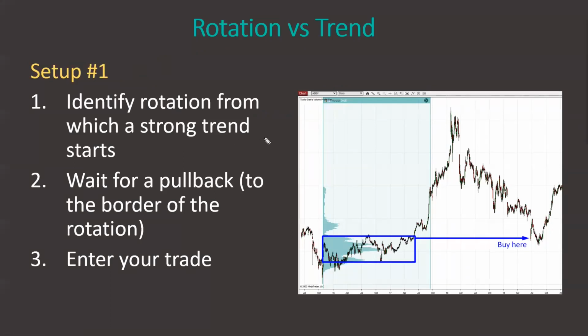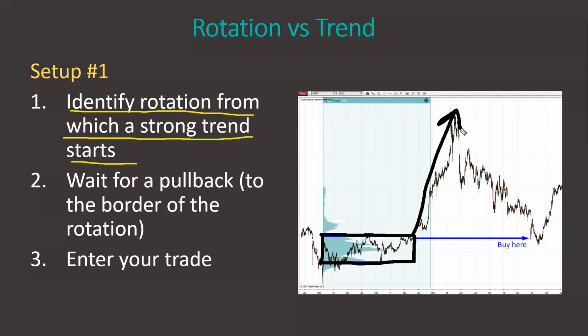And here are the steps to trade this setup. First, you identify a rotation from which a strong trend starts, like in that picture, right? So there's a rotation, price is going sideways, and from there, there's a strong trend. That's the first step. You need to find something like this on your chart.